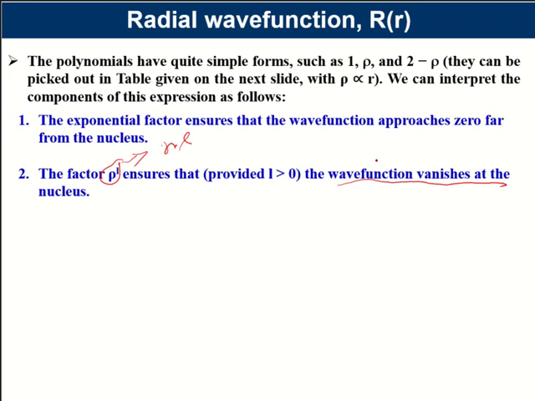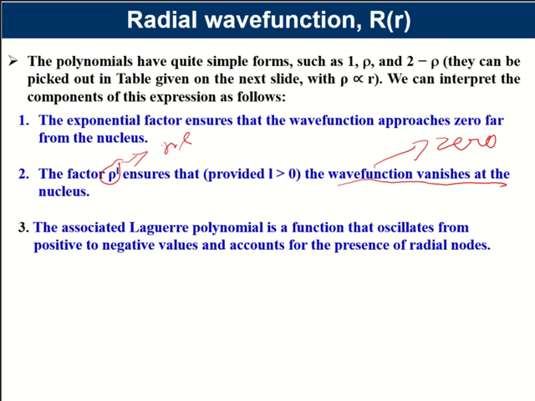Wave function goes to zero at the nucleus. At the nucleus it will become zero. So the r to the power L term does that work. Whenever L is non-zero, the wave function will be zero at the nucleus. Okay, so for that this term has been brought in.